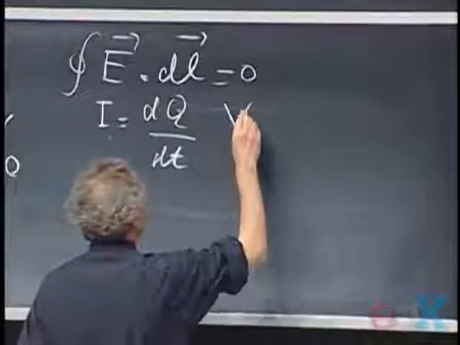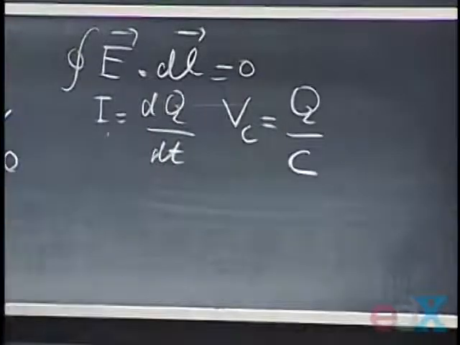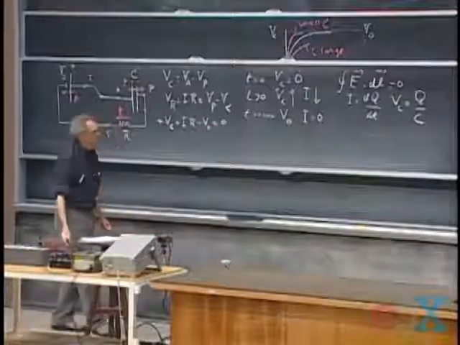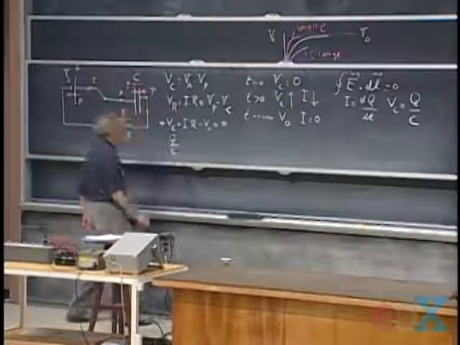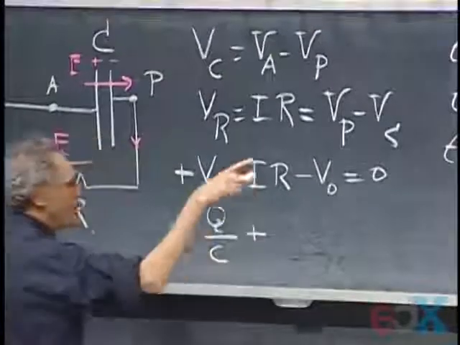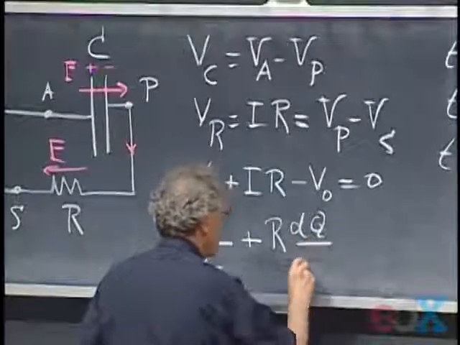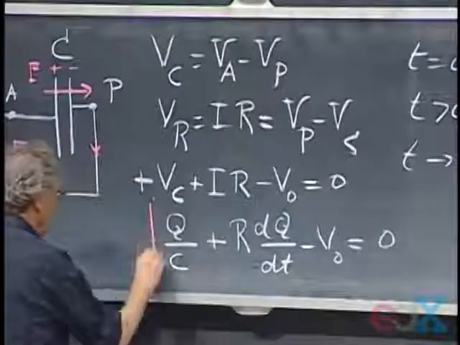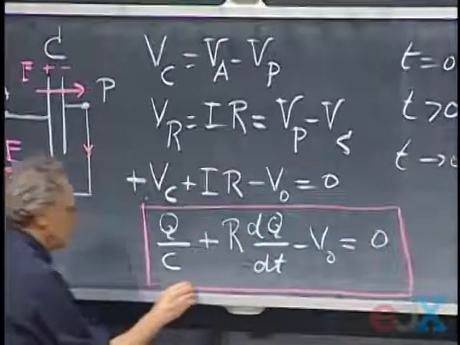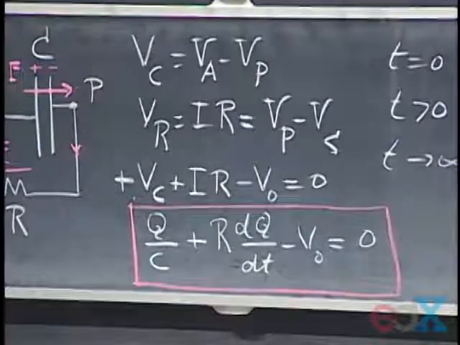And in addition, I know that V of C is Q divided by C. That's the definition of capacitance. And so I can write down for this V of C, Q divided by C. For I, I can write down dq dt, so I get R times dq dt minus V0 equals 0. And this is a differential equation in Q. We've seen an identical differential equation. It was not in Q, it was in I, but it had, of course, a completely similar solution.